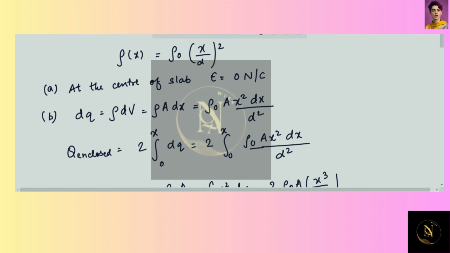So now it is asked for the first part, explain why the electric field due to the slab is zero at the center of the slab. And using Gauss's law, find the electric field due to the slab, magnitude and direction, at all points in space.